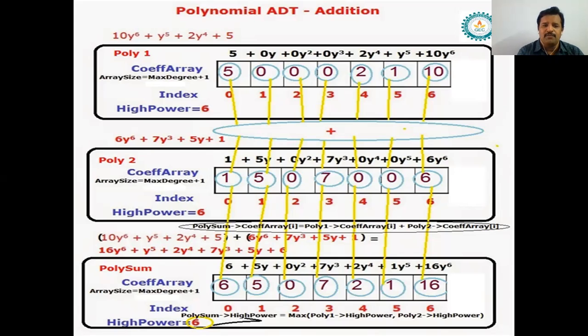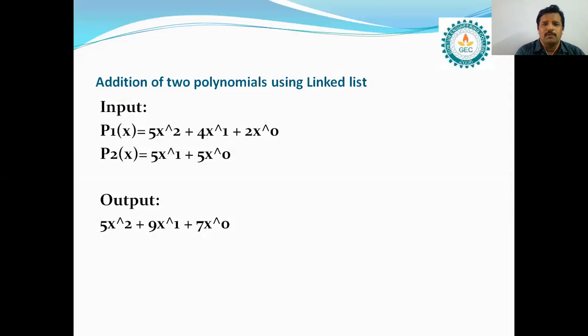It can be represented in the form of a polynomial, that is 16y power 6 plus 1y power 5 plus 2y power 4 plus 7y cube and 0y square plus 5y plus 6. This is the resultant polynomial. This is how we can add two polynomials by using the arrays. Right? Next, performing the addition of two polynomials by using linked list.